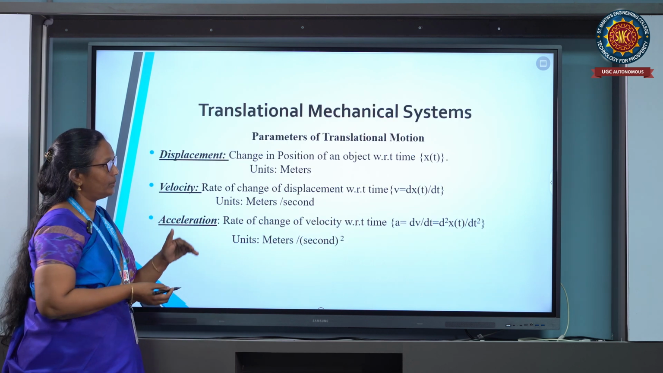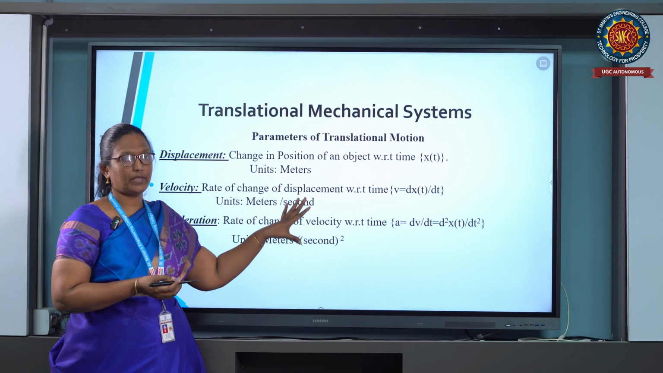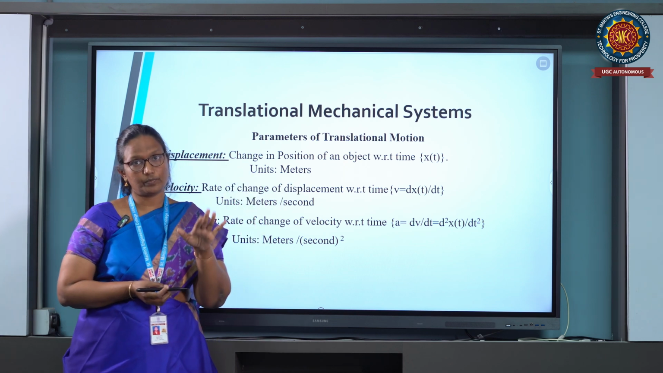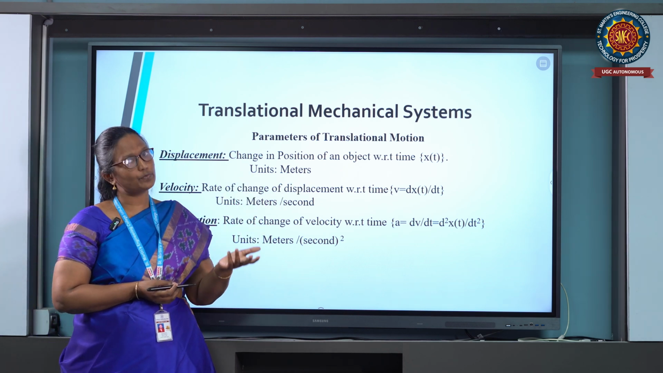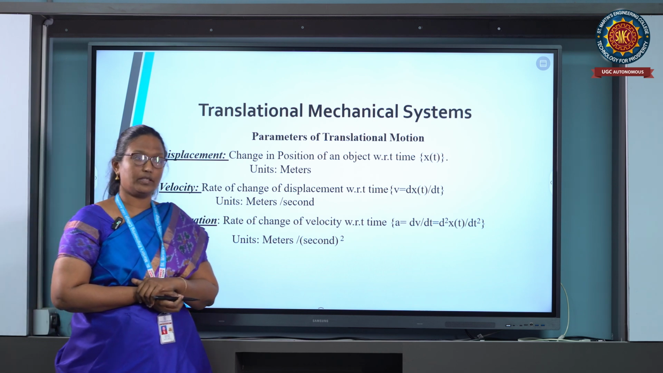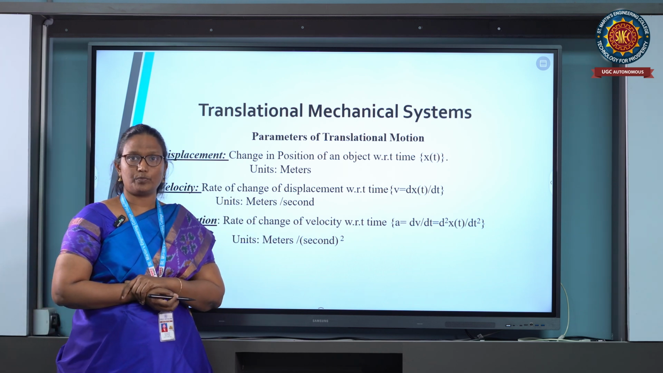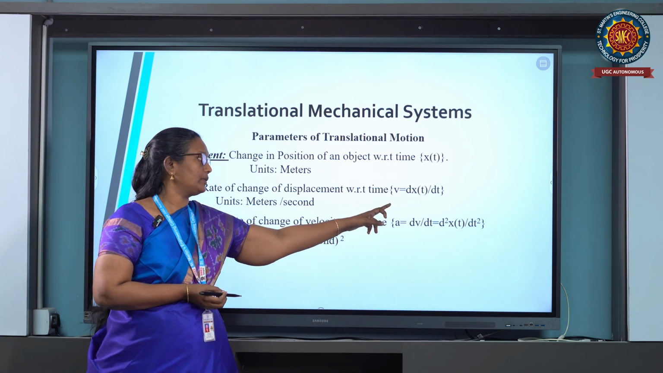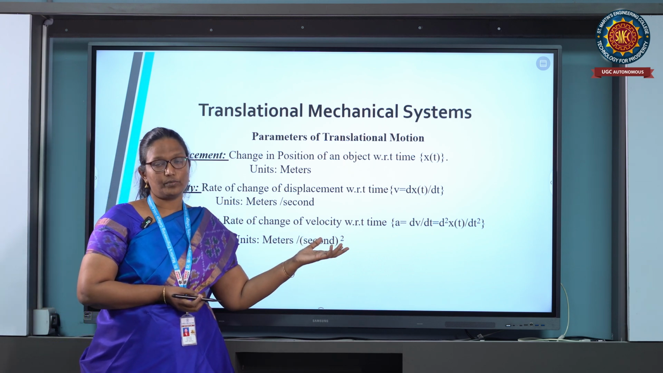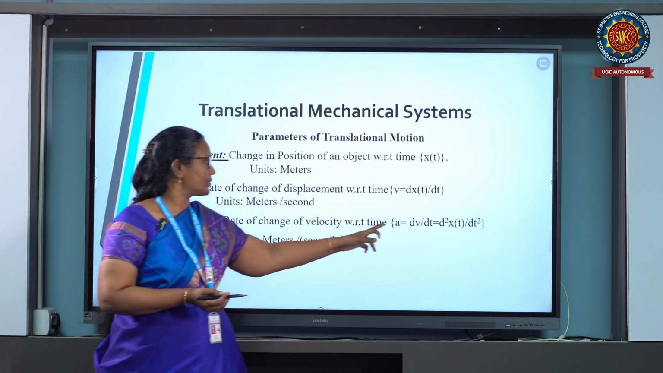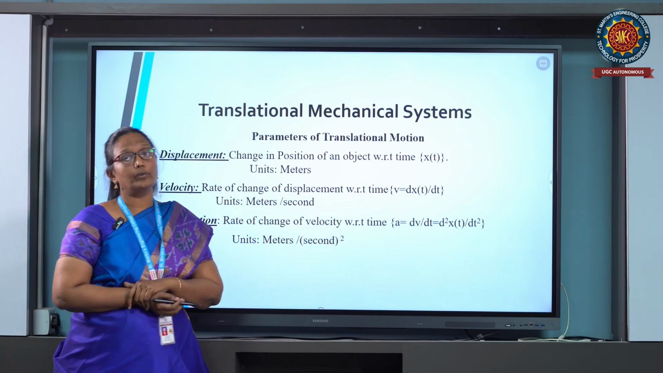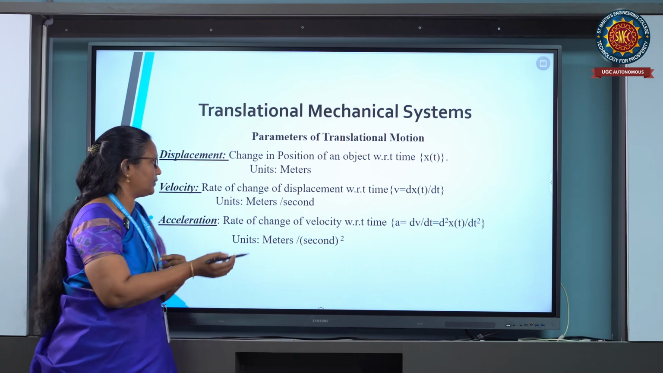Right, before going to our translation system, we have basic parameters that we have to define before we write our equations. The first one is displacement, that is nothing but change of position with respect to time, which we represent with x of t. The second one is velocity. Velocity is the rate of change of displacement with respect to time, so v equals dx by dt. Whereas acceleration is the change in velocity with respect to time, or in terms of displacement, d square x by dt square. These three parameters we are going to use in the force equations of our individual elements.